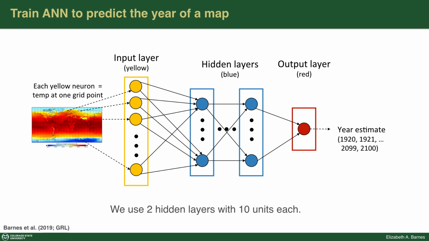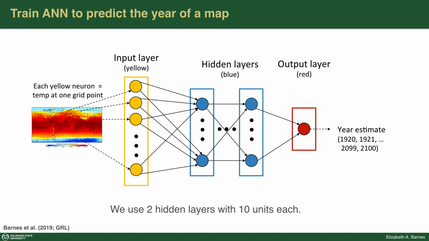Specifically, what we're going to do is we are going to train a neural network to predict the year of a map. And here's a picture showing that more clearly. What we're going to do is we are going to take an annual mean map of surface temperature, like the one shown on the left, input it into our neural network, and we are going to task the neural network with predicting the year from which that map came. So if I input a map from 2018, then it's going to hopefully predict the year 2018.